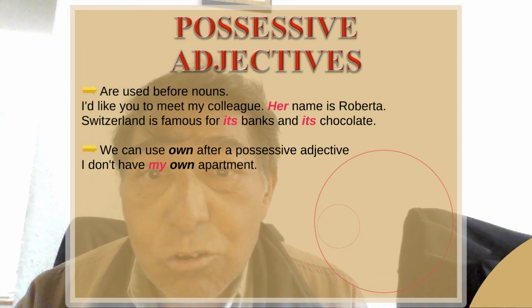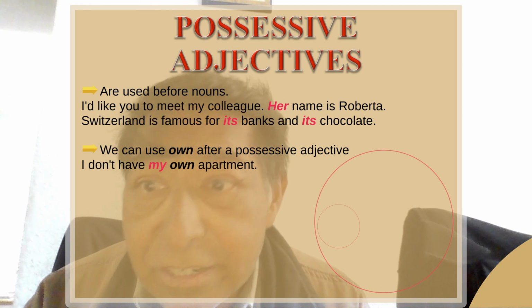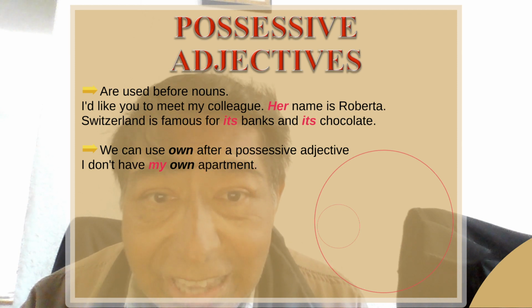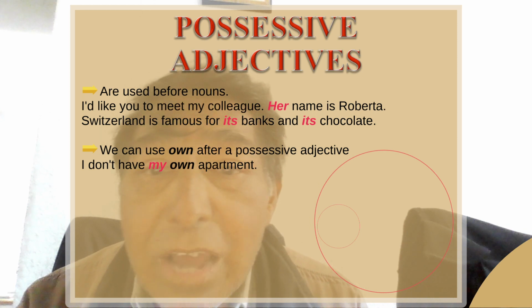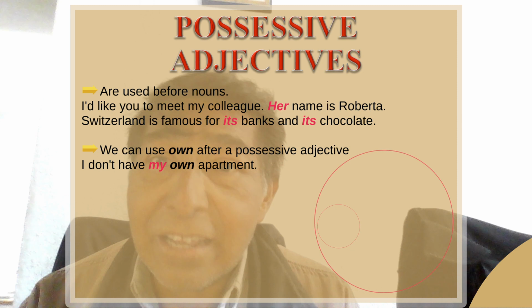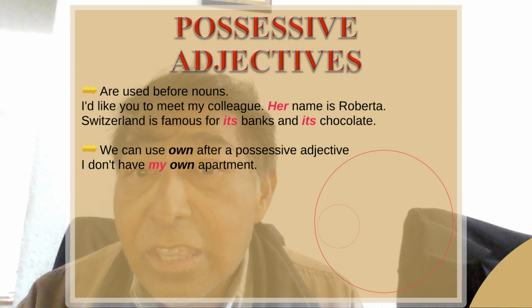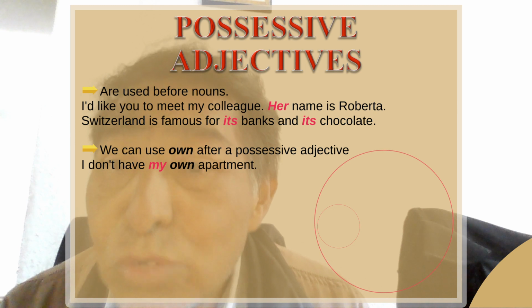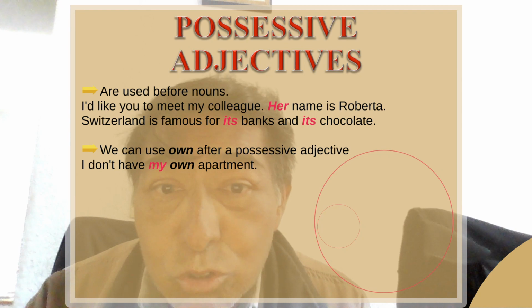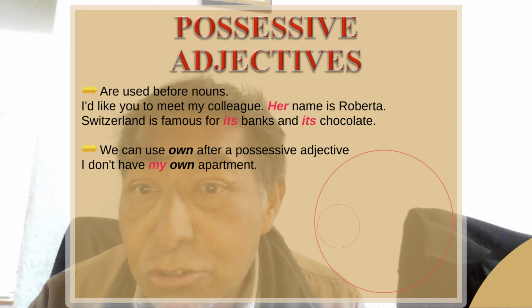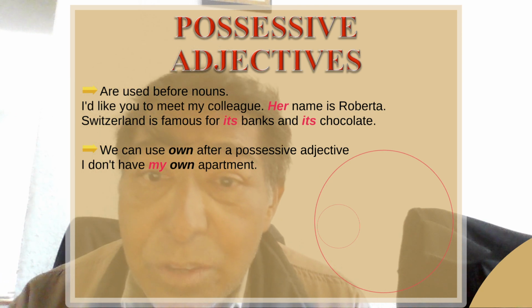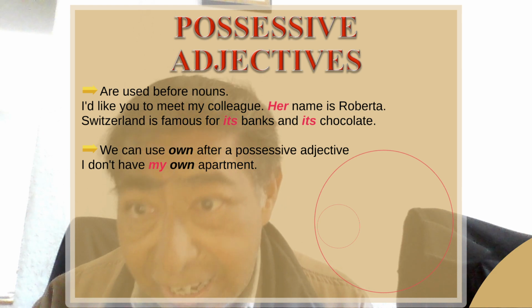I'd like you to meet my colleague. Her name is Roberta. Switzerland is famous for its banks and its chocolates. Notice that I am highlighting in red the possessive adjectives. Her name is Roberta. Its banks, referring to Switzerland's banks, and its chocolate. Whose chocolate? The chocolate that is being produced in Switzerland. That's why it says Switzerland is famous for its banks and its chocolate.